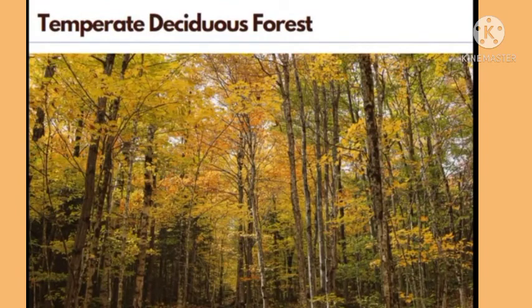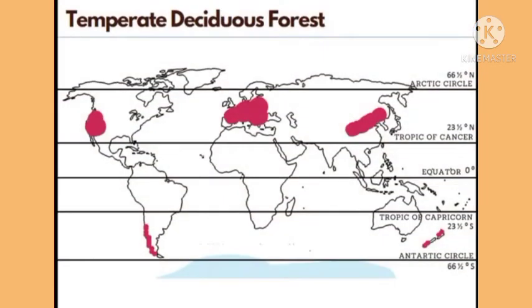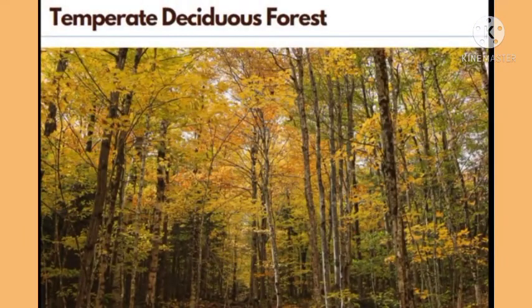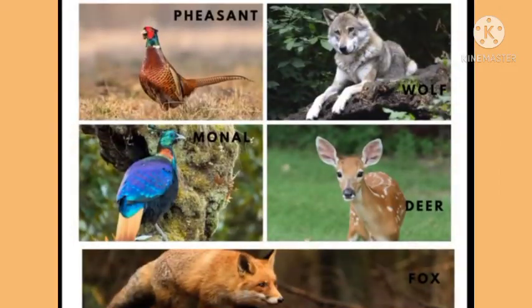Temperate deciduous forest. As we go towards higher latitudes, there are more temperate deciduous forests. These are found in the northeastern part of USA, China, New Zealand, Chile, and also in the coastal regions of Western Europe. They shed their leaves in the dry season. The common trees are oak, ash, beech, etc. Deer, foxes, and wolves are the animals commonly found. Birds like pheasants and monals are also found here.